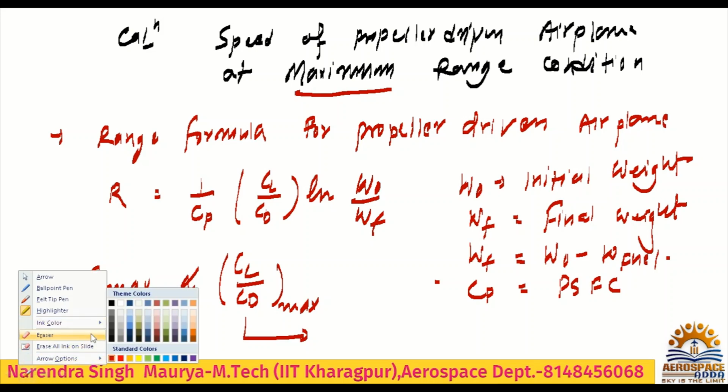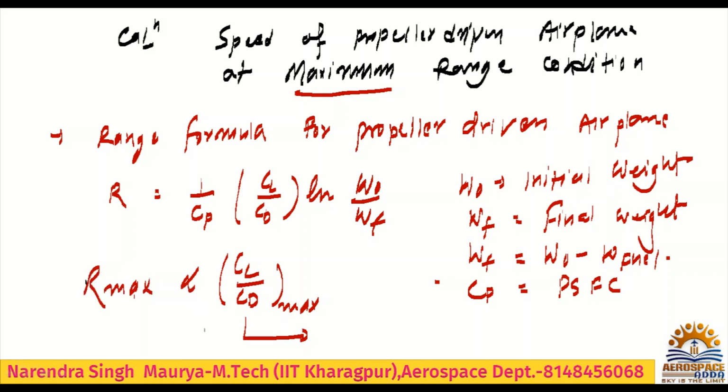Anyone? I explained in my previous class also. If maximum range or maximum endurance they are asking, then you need to check that variable. So the variable means CL by CD you need to check, because CP and weight are all constant. If it is maximum range, it means CL by CD must be maximum, which means it is the minimum drag condition. Always remember, it is minimum drag condition.